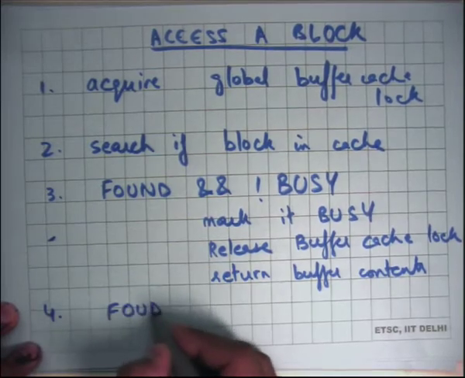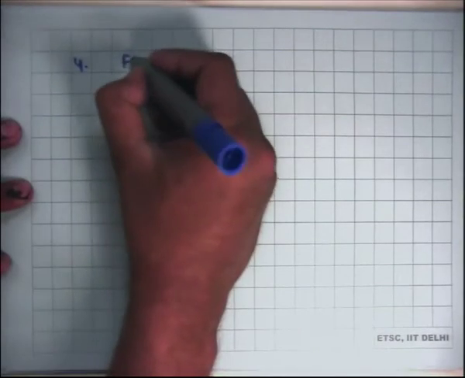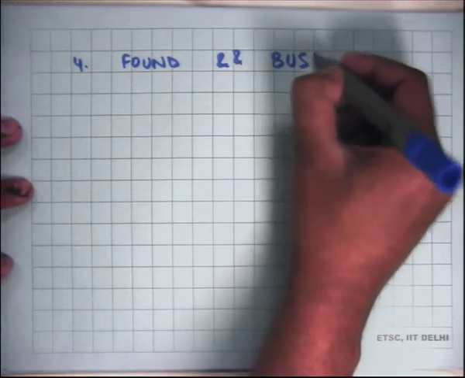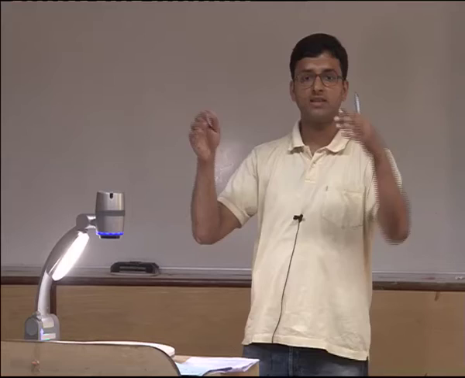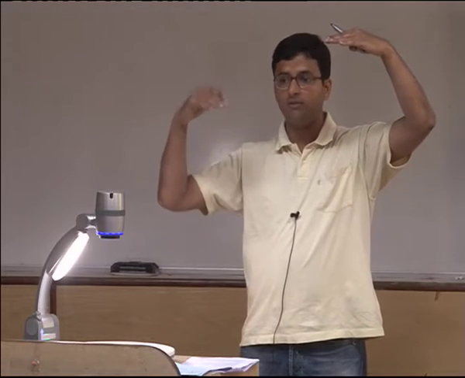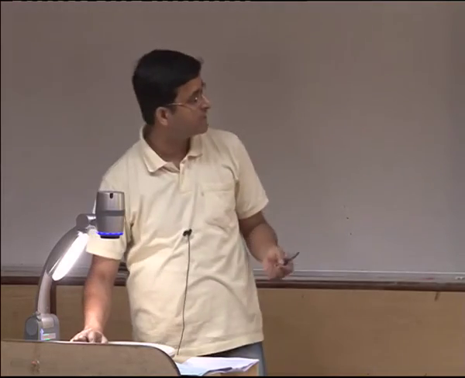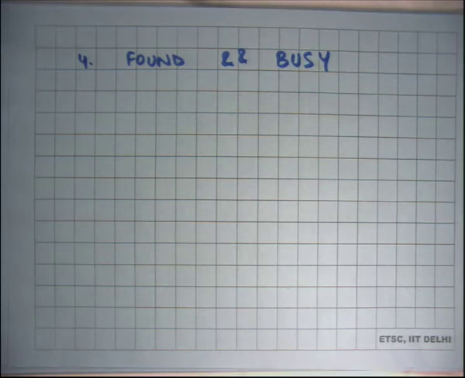Let's say I found it and it's busy. So I acquired the buffer cache lock, I went through the index and I found it to be busy. Recall that these busy bits are mutually exclusive, protected against concurrent accesses by the buffer cache lock. So you'll either find it busy or you'll not find it busy. It's not like there are concurrent accesses happening to the busy bit. So it's found and busy.